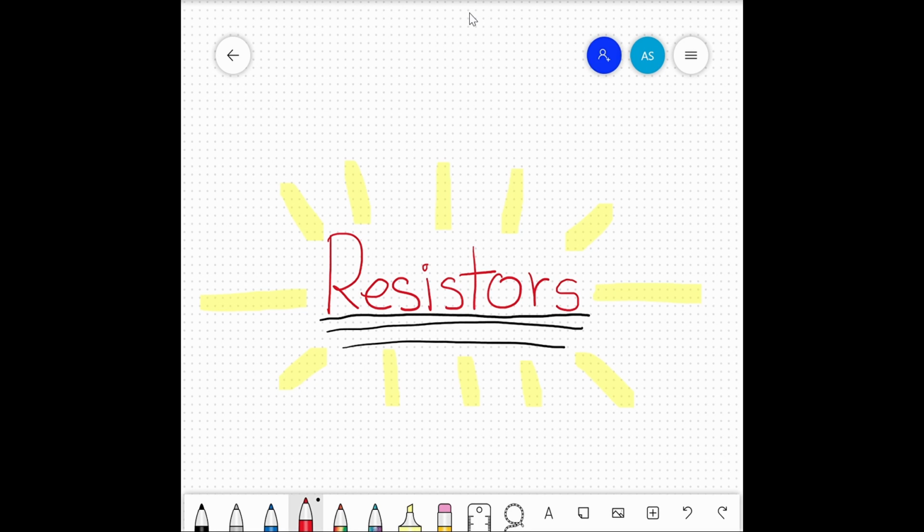Hi, I hope you're having a great day and welcome to today's topic of resistors. What are they and what do all the markings mean? And how do they work? To understand all of that, I'll first need to explain resistance. Now, what is resistance?